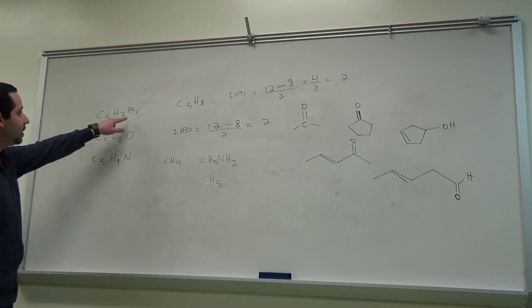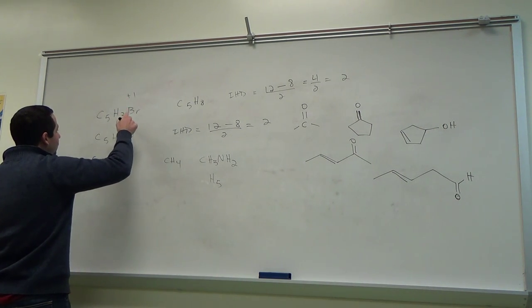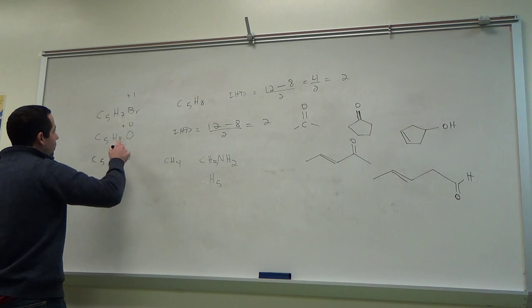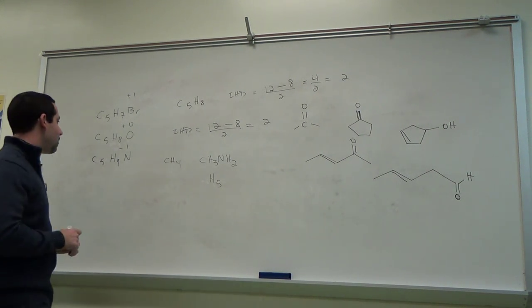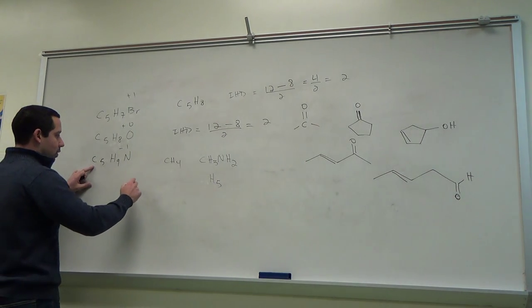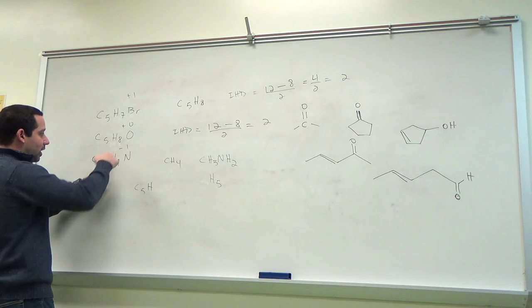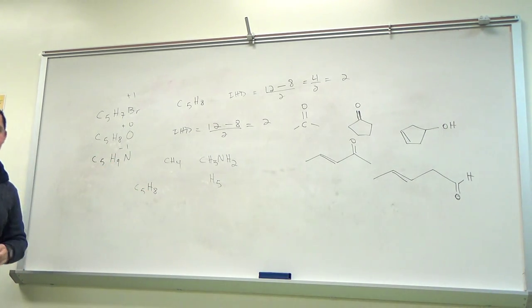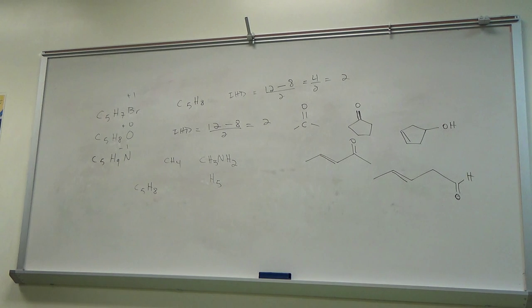So, halogens, what do you do? Add one. Oxygen, what do you do? Don't do any. Nitrogen, what do you do? Subtract one. You like that? +1, 0, -1. Perfect. Sounds good if you ask me. So, you are going to calculate the IHDs for what? Eight. You subtract one for H8. So this is going to become how many? Well, we have done them. That's why I gave you that. So they all look the same, okay?